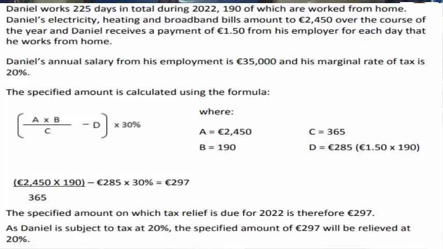So the formula works out: €2,450 multiplied by 190 divided by 365 less €285, multiplied by 30%, is equal to €297. The specified amount on which tax relief is due for 2022 is therefore €297. As Daniel is subject to tax at 20%, the specified amount of €297 will be relieved at 20%.